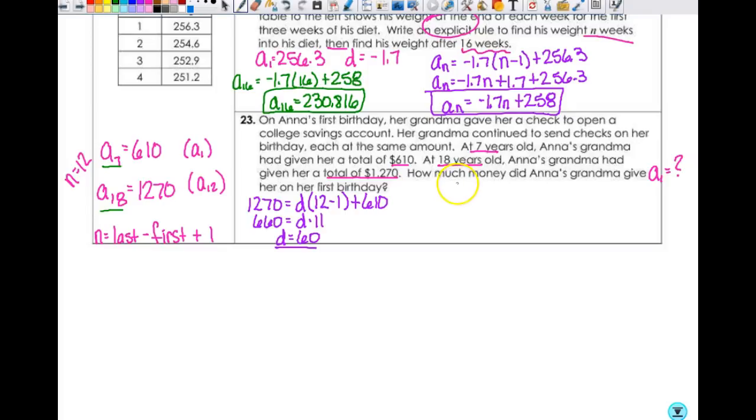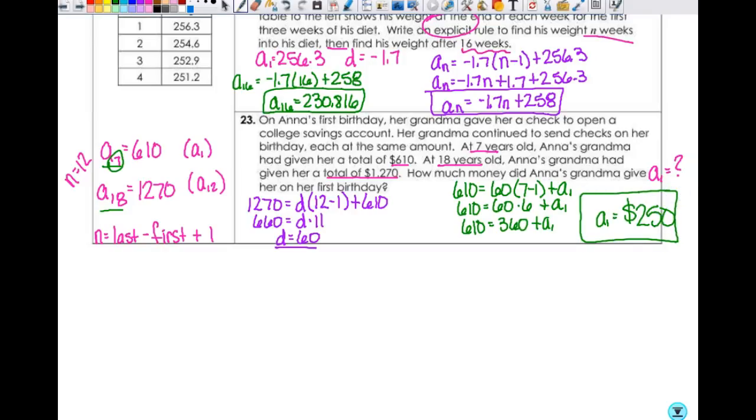It doesn't really matter. So if I use A7, 610 is equal to D, which I now know is 60, times N, which since I'm using A7, N is 7, minus 1 plus A1. So this is going to be 610 equals 60 times 6 plus A1. So 610 is equal to 360 plus A1. So A1 is equal to $250. Okay, there you go.